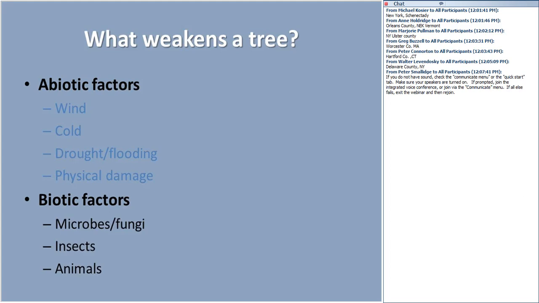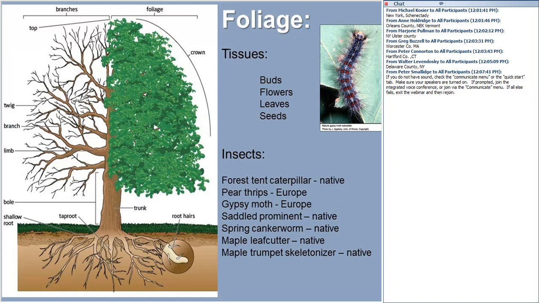Biotic factors are also present. Microbes and fungi, you get fungal pathogens in the roots. You get stem infections causing rot of the wood. And then you got insects and animals chewing on the trees as well. We love our deer around here in the freezer.